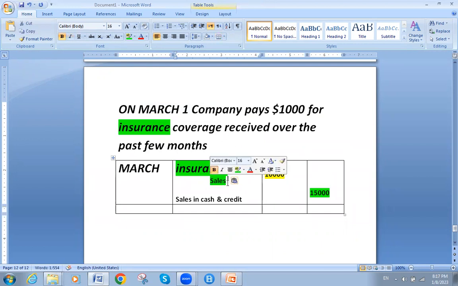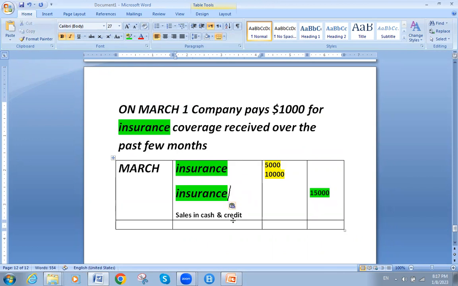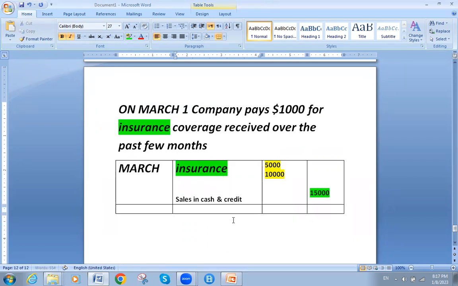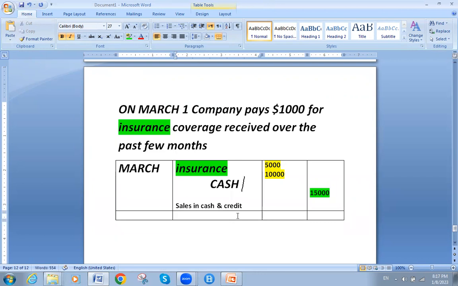Because in this transaction we paid $1,000, we paid from the cash. So the cash is decreased, which means the asset is decreased. And once the asset is decreased, it is credit. So the cash is credit with the amount of $1,000. Here we'll put the $1,000. Here we go.